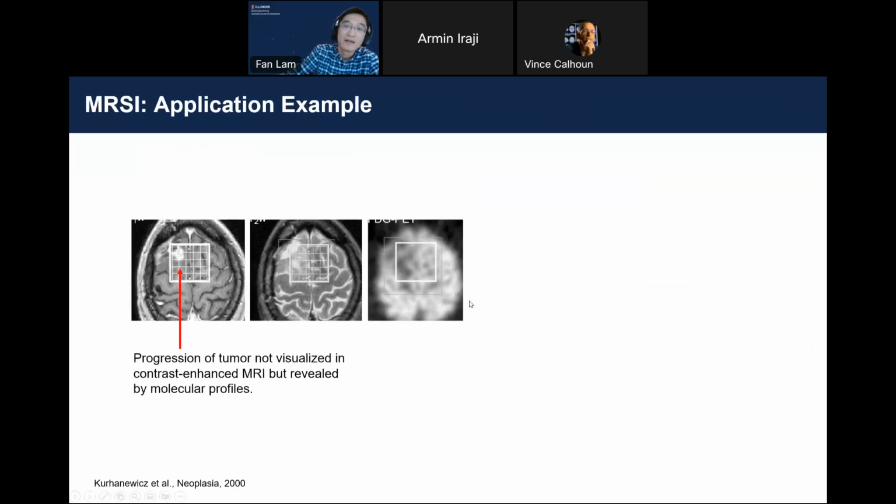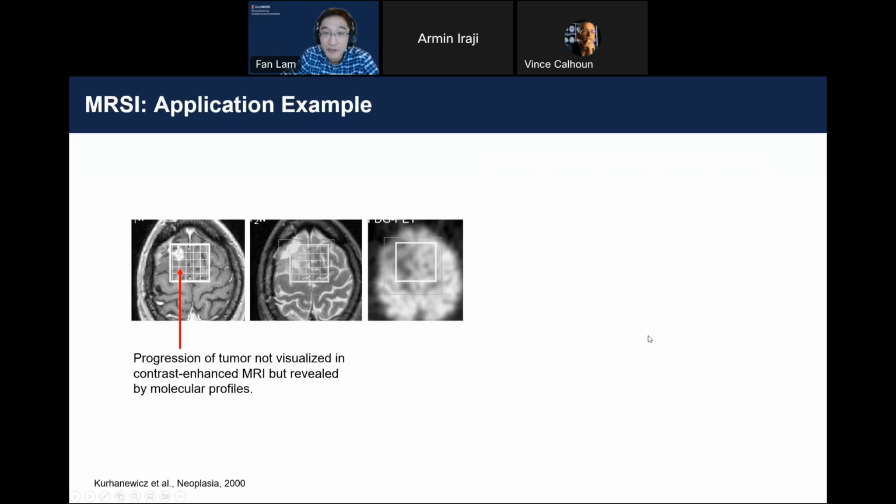Here is another motivating example I would like to give. This is a study published by a group from UCSF, a leading group in the study of brain cancer using MR spectroscopy and spectroscopy imaging. This is a tumor patient. In the typical clinical scan, the T1 contrast enhanced scan shows a small tumor, a small lesion highlighted here. They also did a PET scan, which shows a somewhat abnormal, spreading abnormality in the brain, beyond what is visualized in the T1 contrast enhanced image.